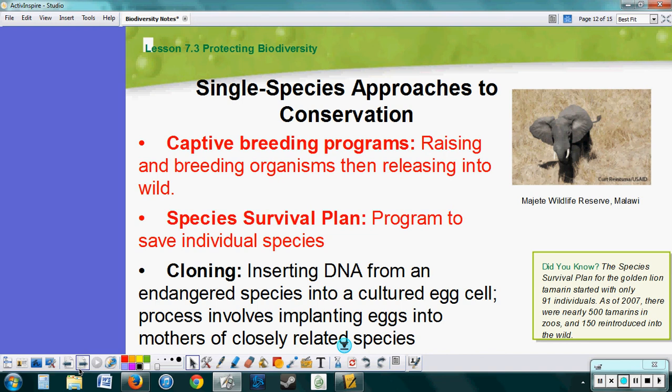And the species survival plan is something that every zoo has to have. It's a program to save individual species, especially if they're on the endangered or threatened list. So it also helps them breed. It keeps genetics logs to help save that species.